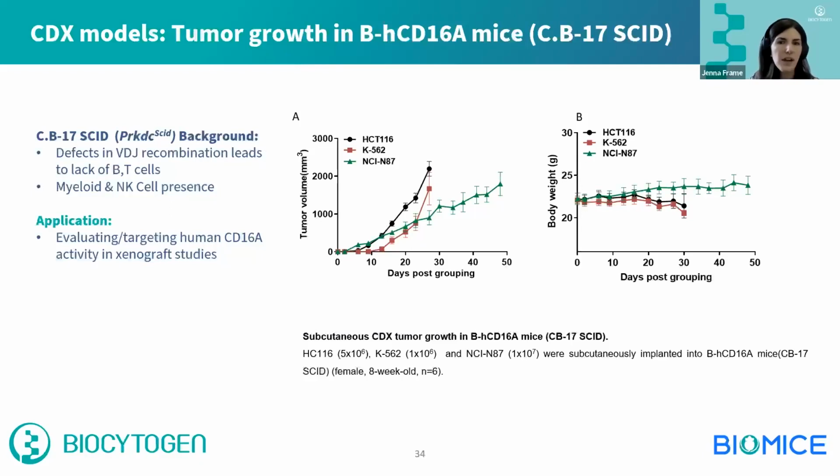So the first model that I will introduce that is relevant to CD16A targeting is our humanized CD16A mice on the CB17 SCID background. Since these mice still have murine NK cells, this could be an ideal model if you're looking to evaluate whether your test article is effective at promoting human CD16A activity against human tumor cell lines. So shown here are a few examples of popular human cell lines that have been demonstrated to engraft and grow in this model, including the HCT116, K562 leukemia, and NCI-N87 gastric carcinoma cell line.